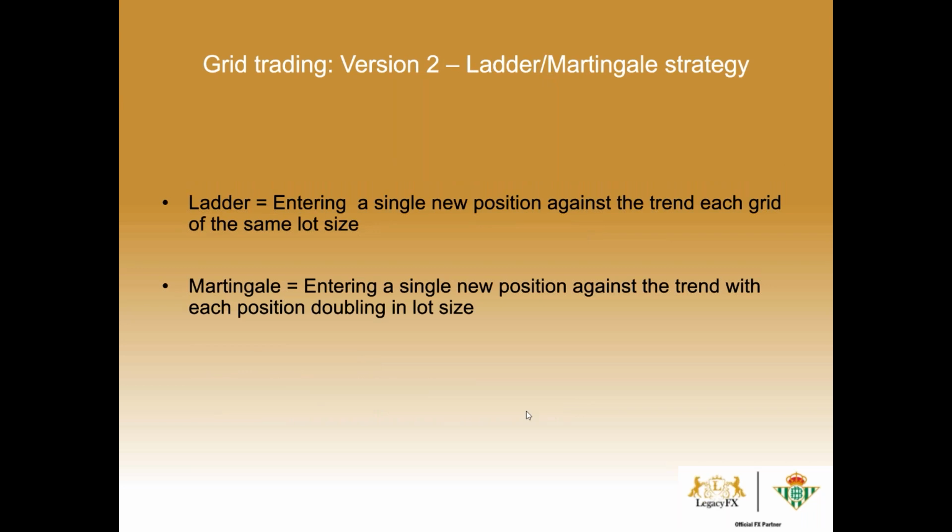So ladder versus martingale. They're similar but different. With a ladder, you enter a single new position against the trend at each grid, of the same lot size. So in the example again, let's say we go from 0 to 1. I open a buy at 0 for 1 mini lot, and then at 1 I buy another one for 1 mini lot, etc. But this usually goes from the idea of while it's selling, so more in the direction of a swing trade approach. So you predict which direction the market is going to go.